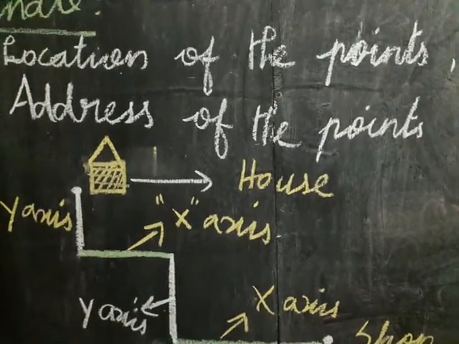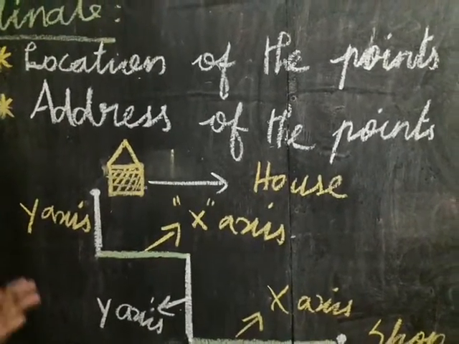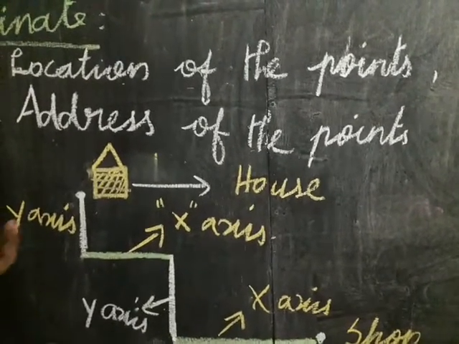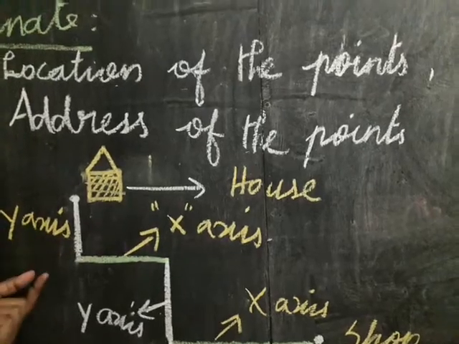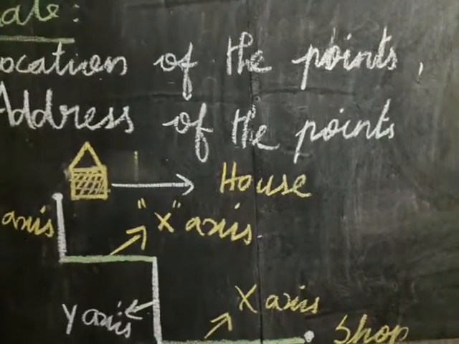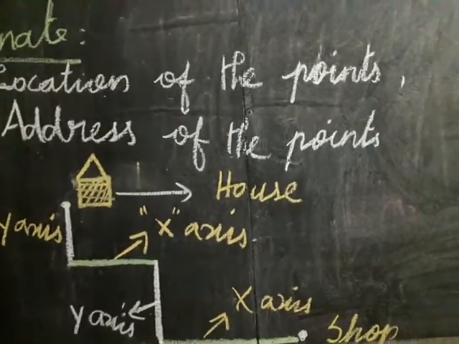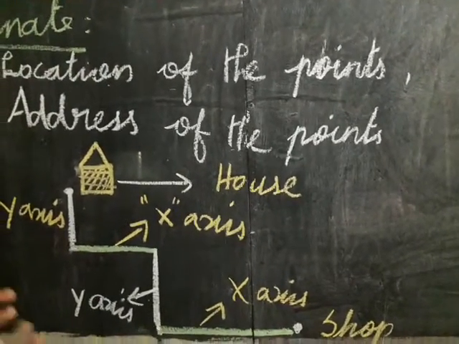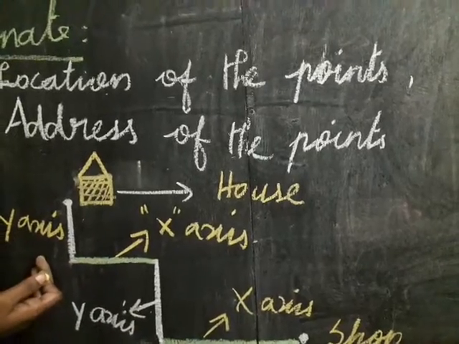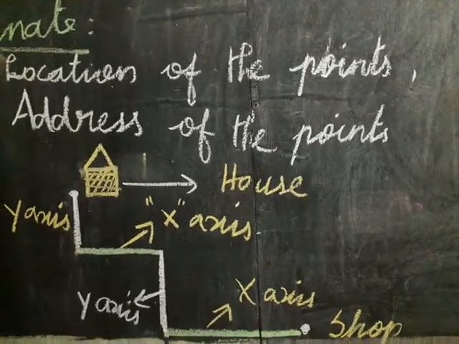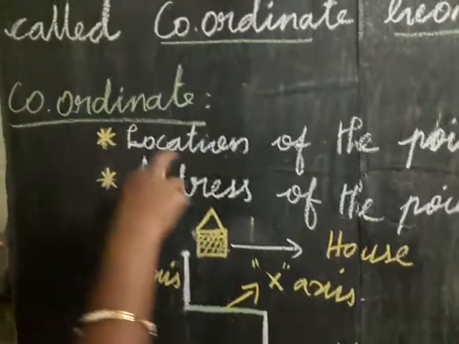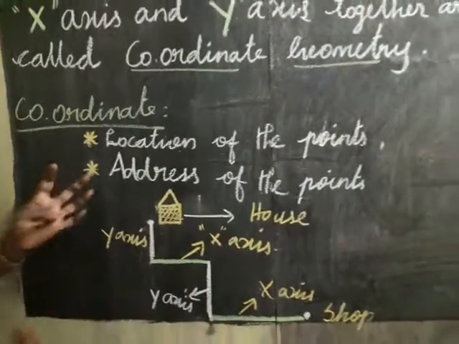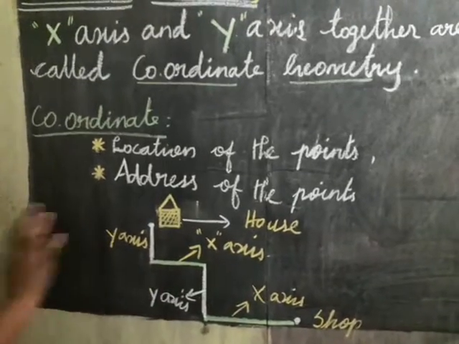So what do you understand? In everyday life, we use the x-axis and y-axis day by day. The topic is coordinate geometry, but we use these every day. Clear, dear? Can you understand the topic? Coordinate means location of the point. So we take two points and see how to reach that place.